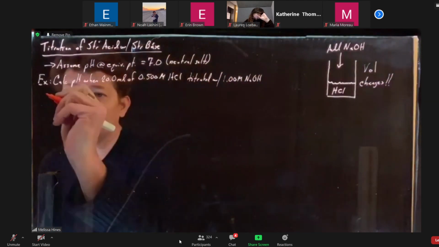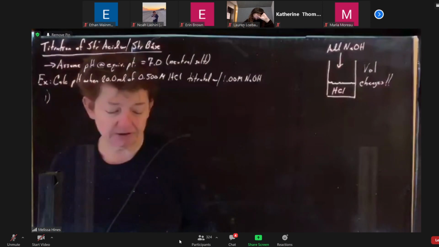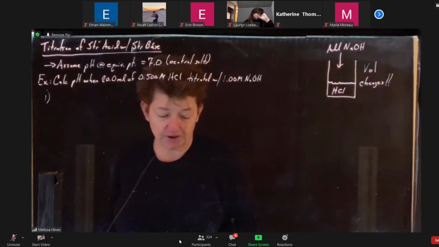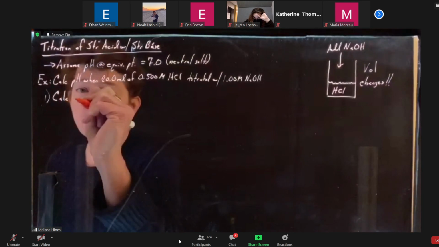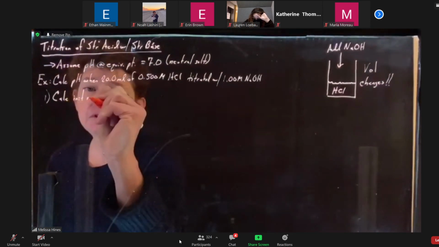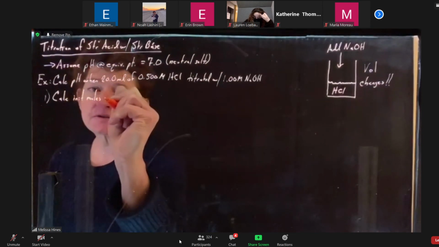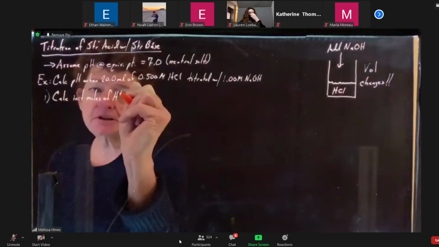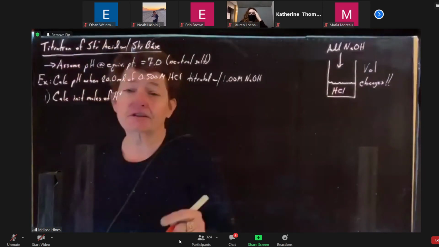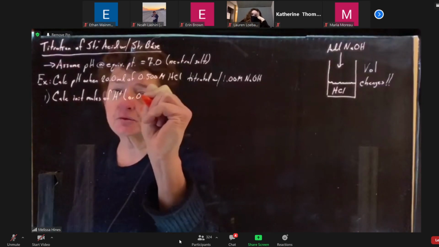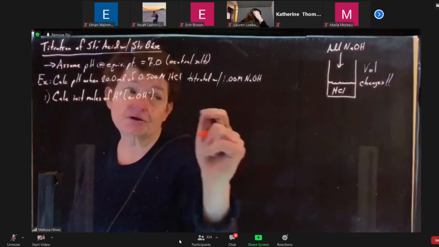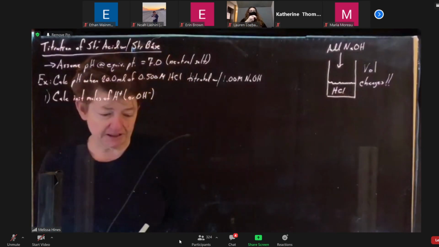Okay, so how are we going to do this? We're going to do this in a couple of steps. The first step is going to be to calculate your initial moles of protons. These are going to be the moles of protons in the HCl, or if you were doing a strong base titrated with a strong acid, you would calculate the number of moles of OH minus. So whatever is in the beaker initially.